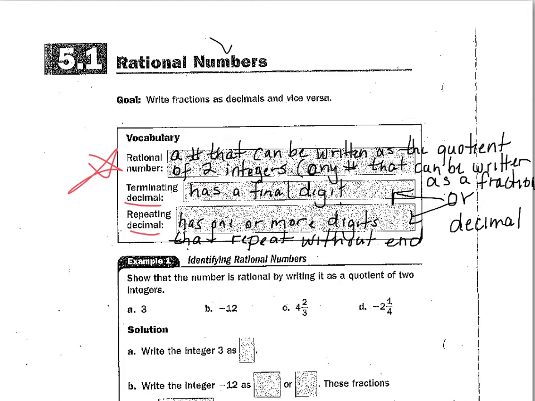So it says show that the number right here, example 1, is rational by writing it as a quotient of two integers. That means write it as a fraction. So A, that would be 3 over 1. B would be negative 12 over 1. You could also write that as 12 over negative 1, or you could have a negative and then 12 over 1. 4 2/3, just make it an improper fraction. So that would be what? Multiply and add, and you get 14 over 3. This one, just leave the negative out in front and do your multiply and add, and you get negative 9 over 4.